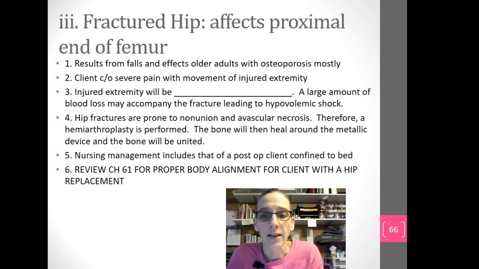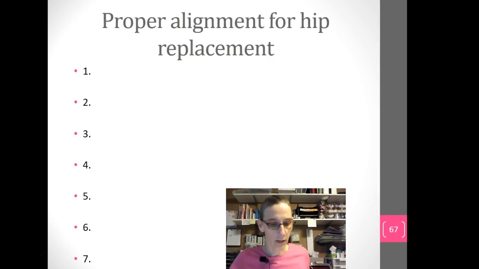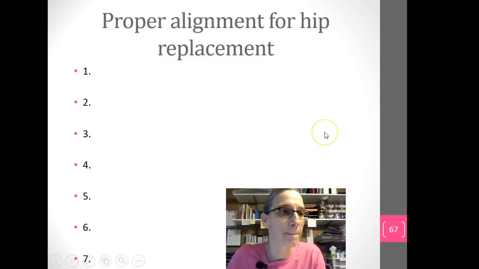Nursing management includes that of a post-op client confined to bed. Be sure that you review Chapter 61 for proper body alignment for a client with a hip replacement. We've already discussed that. Remember, you don't want them bending less than a 90-degree angle, and the different measures that you can do to keep them from doing that bending, having the raised toilet seat so they're not sitting down too flat, making sure they don't lean over to pick up anything off the floor and things of that nature.